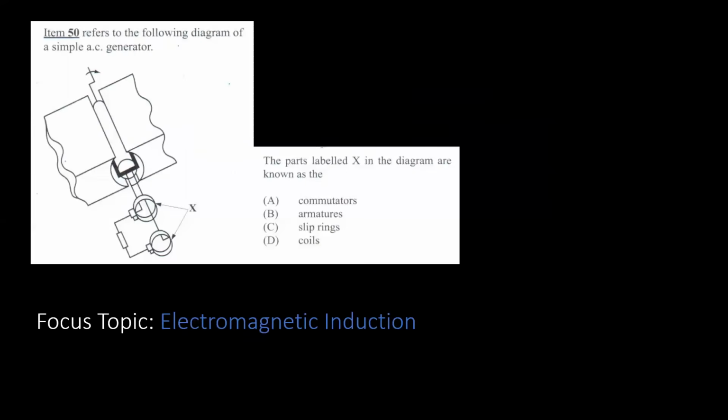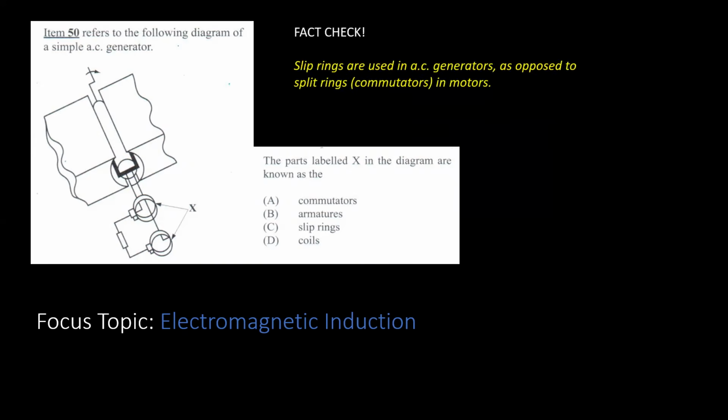All right. So question 50, we have a diagram here that shows a simple AC generator, and we have a portion of the diagram that is labeled with the letter X, and we are asked to identify what X is. Now in an AC generator, those ring-like structures are slip rings, as opposed to split ring commutators, which would be present in the DC motor. So our answer is slip rings, which is C.